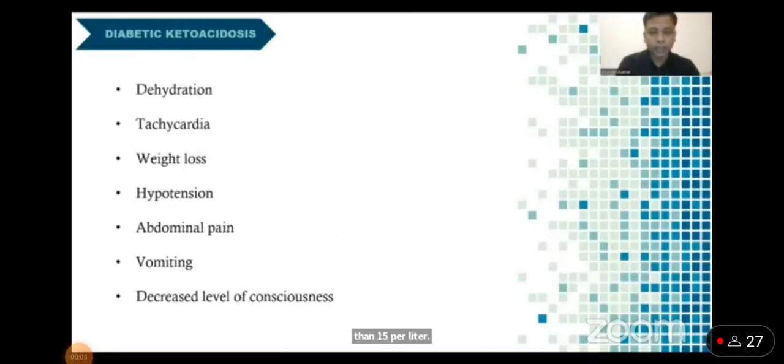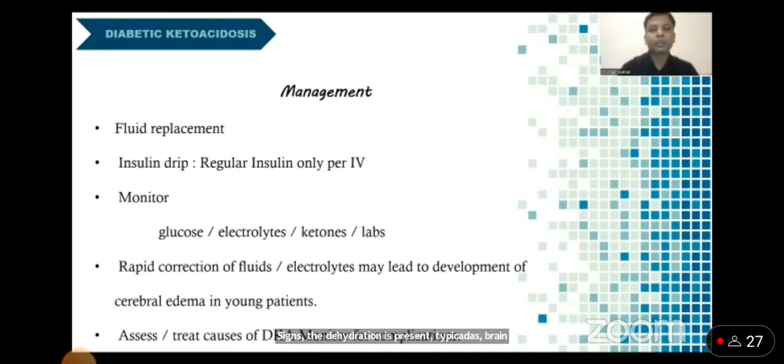Signs are dehydration, tachycardia, weight loss, hypotension, abdominal pain, vomiting, and decreased level of consciousness in a DKA patient. Mainly, children are first diagnosed with diabetes when they present in DKA.